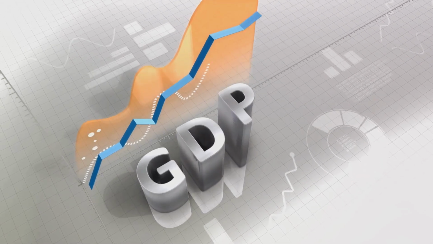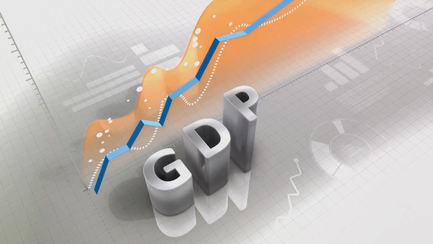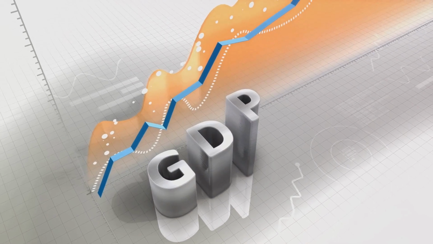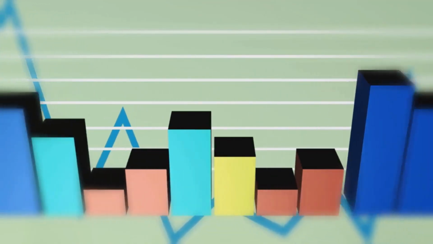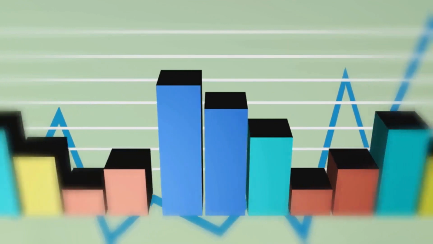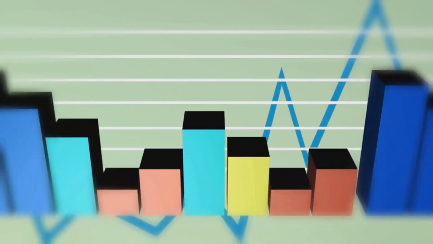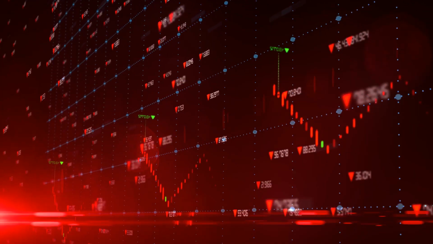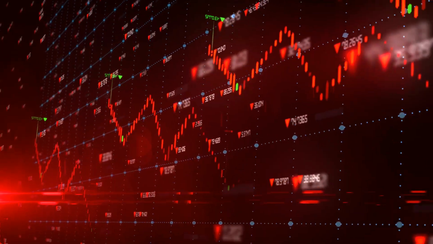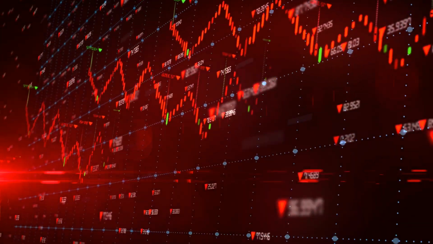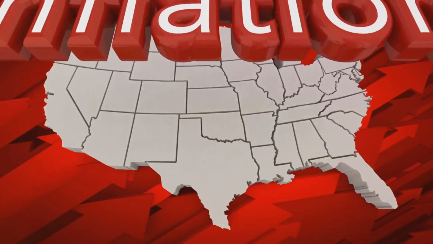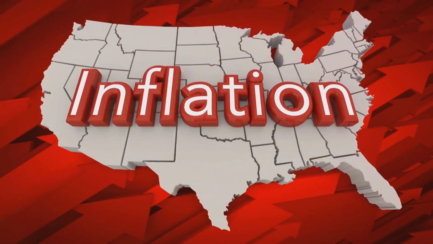Gross domestic product, or GDP, is often seen as the thermometer of an economy's health. It measures the total output of goods and services within a particular period, providing a snapshot of economic activity. High GDP indicates robust economic health, while a decline signals a potential recession. Inflation and unemployment are equally telling.